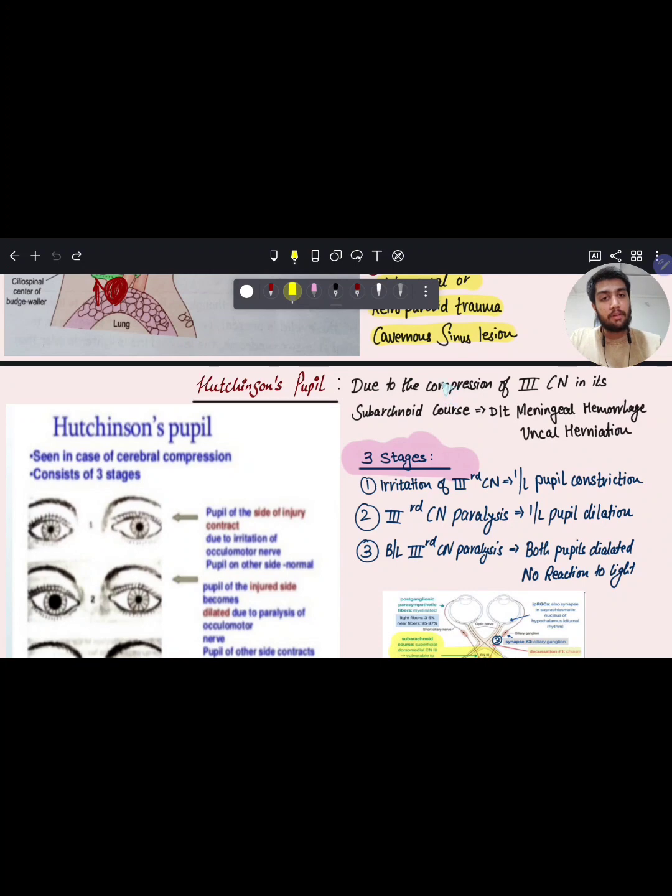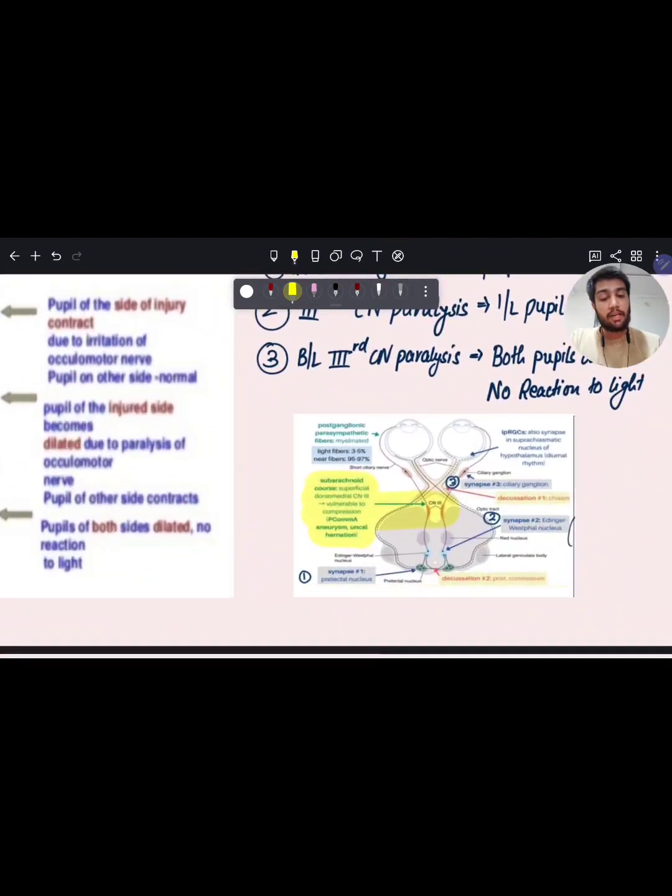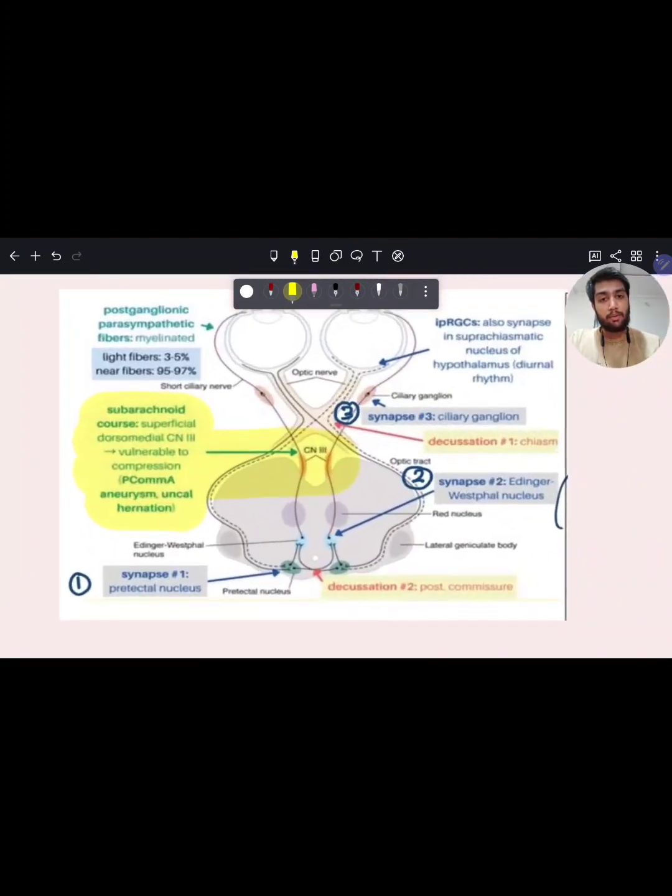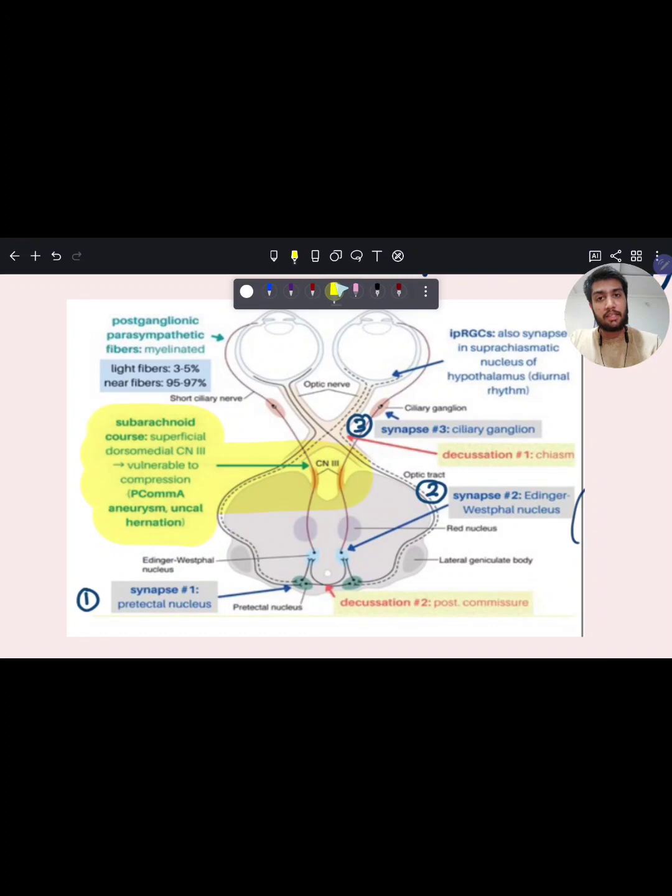So what has happened, the third cranial nerve will be compressed in its subarachnoid course. This happens because the third cranial nerve has a subarachnoid course. If you can appreciate this image here, and we have seen this multiple times, from here it's the Edinger-Westphal nucleus, and from here we have the third cranial nerve going here. It gives the supply to the ciliary ganglion, all right? And if you can see here, this area has a subarachnoid course.